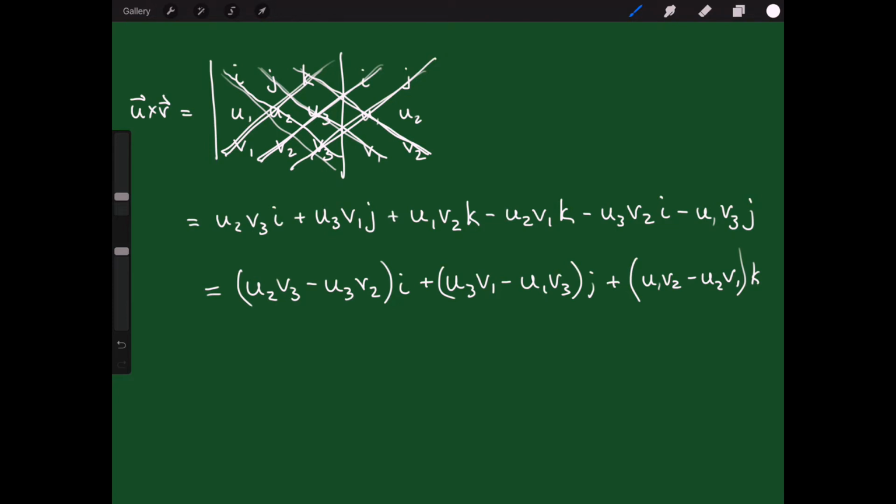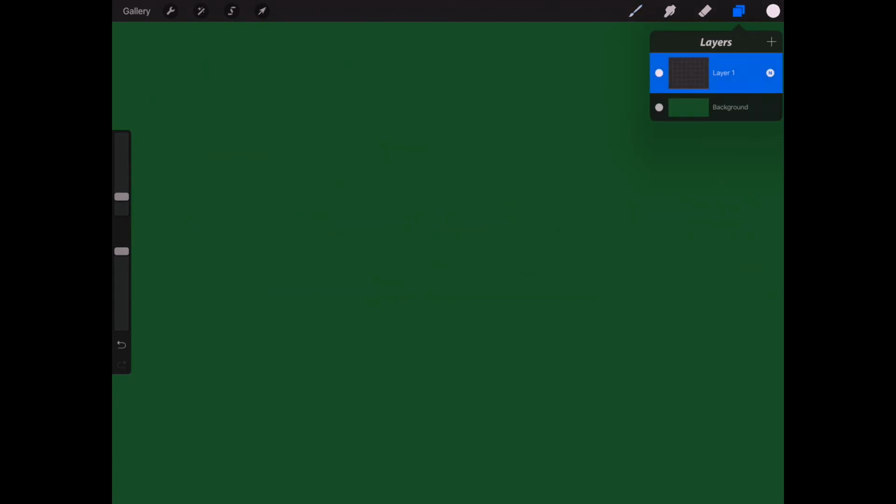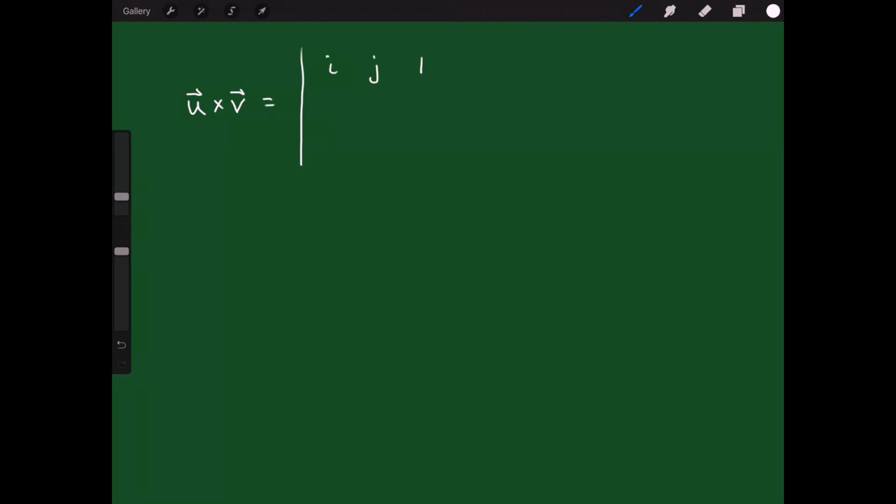Now let me show you one other way, and honestly this is the way that I like to do it because it's kind of easy for me, but if it's easier for you to do some other method of taking the determinant of the matrix, that's absolutely fine. Use whichever way makes the most sense to you. So let's say I have IJK, U1, U2, and U3, V1, V2, and V3.